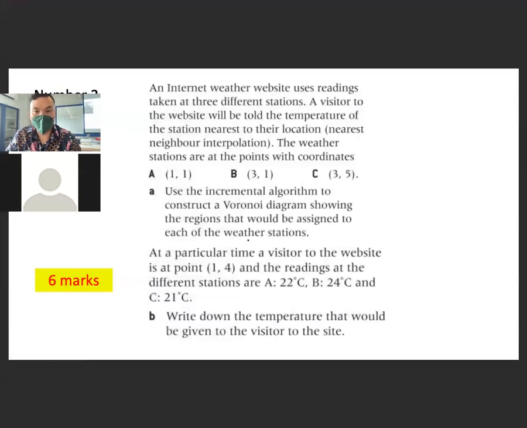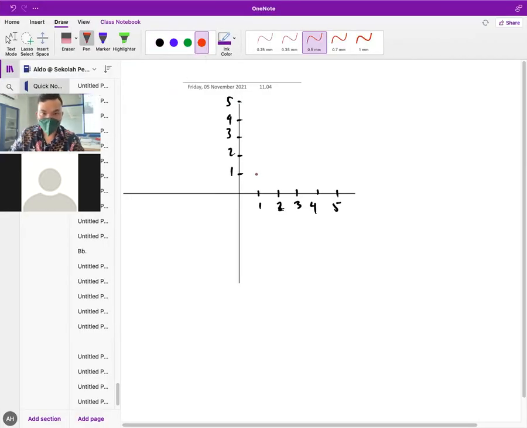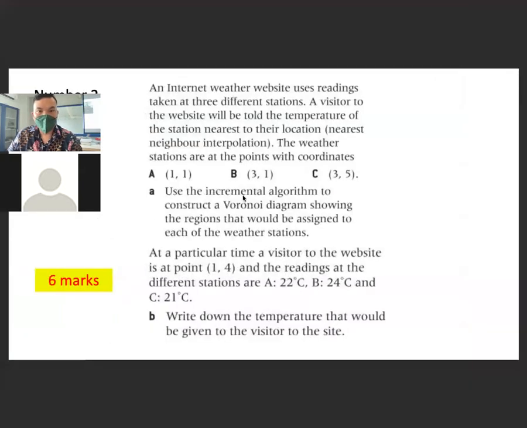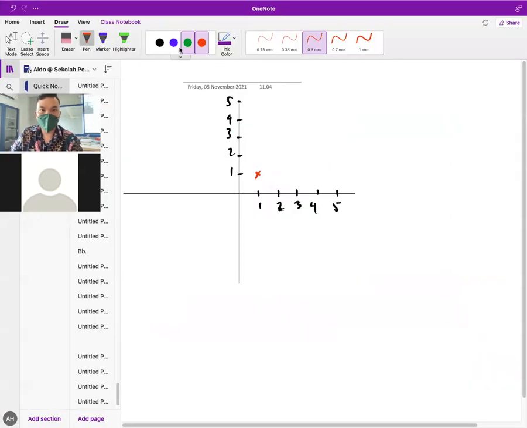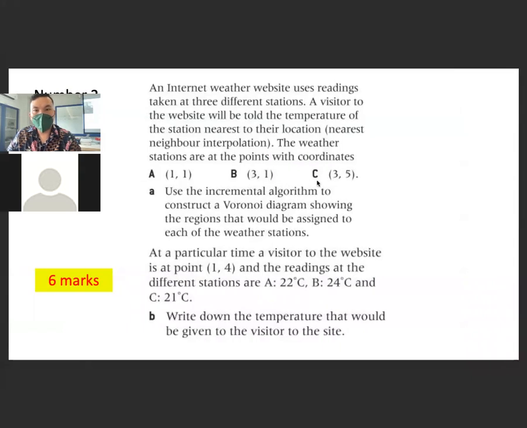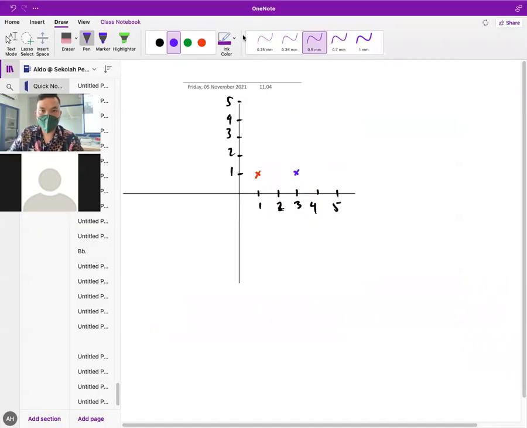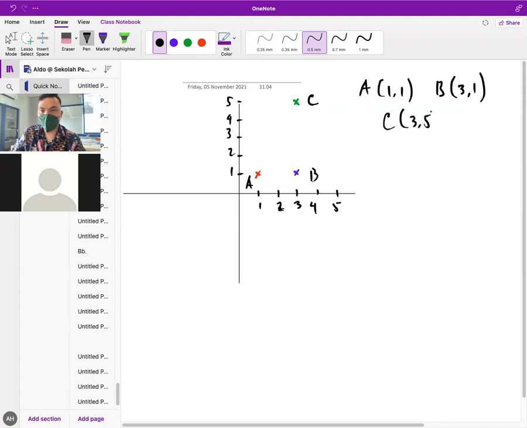Okay, the first point is 1,1. So 1,1 is actually here. And then B, 3,1. 3,1 here. And then 3,5, C, 3,5. Okay, so this is A, B, C. So A is equal to 1,1. B is equal to 3,1. And C is equal to 3,5.